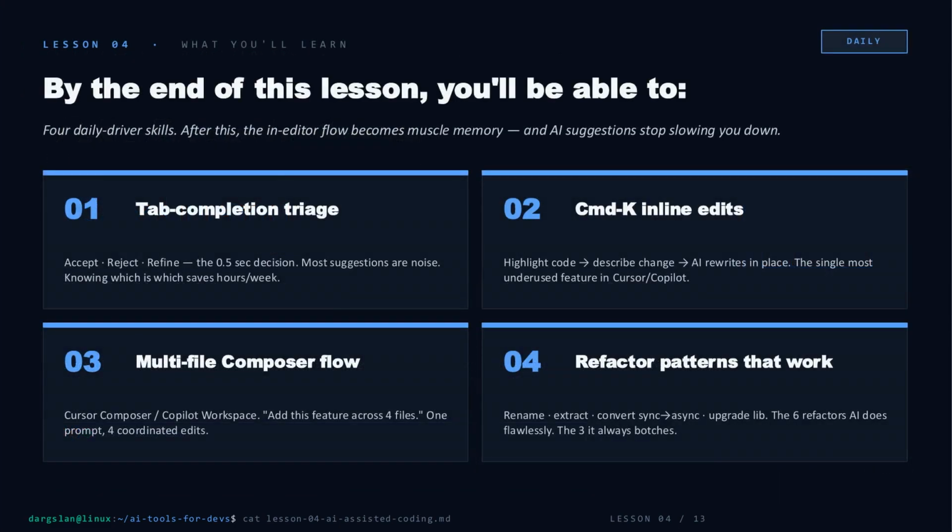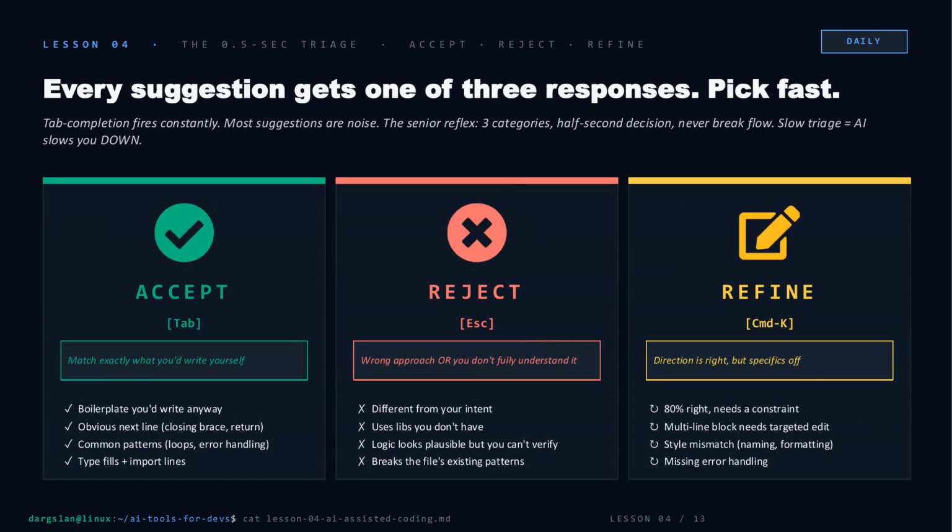Here's the map for the next 12 minutes. Skill 1, tab completion triage. Most suggestions are noise, and the half-second call to accept, reject, or refine is where the hours come back. Skill 2, Cmd-K inline edits. Highlight, describe, done. The most underused key in Cursor and Copilot. Then we scale up. Multi-file composer flow for coordinated edits across 4 files in one prompt, and the refactor patterns AI nails, plus the 3 it reliably botches. So let's start with the triage itself.